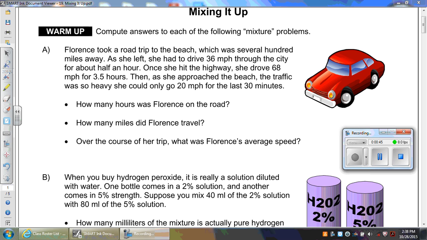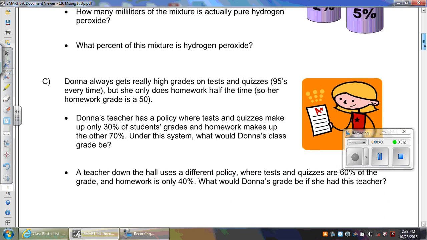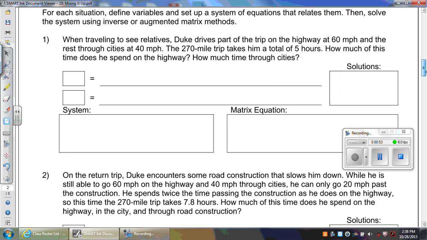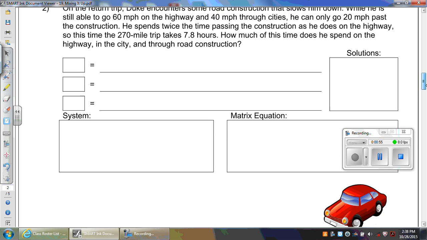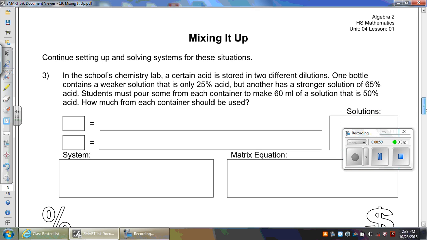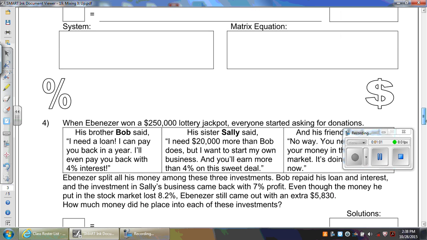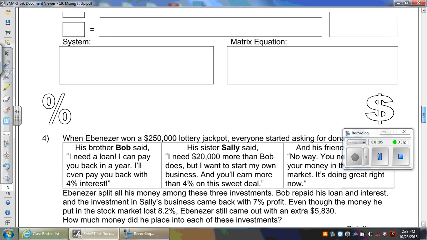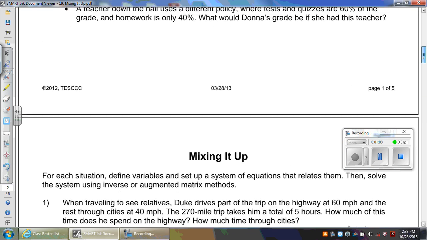So before we get to that, we're going to do a little warm-up or review on how to calculate certain things. After that, we're going to get to the problems. I'm going to do the first two with you, maybe the first three, and then you will be doing the rest on your own. All right? Let's go ahead and get started.